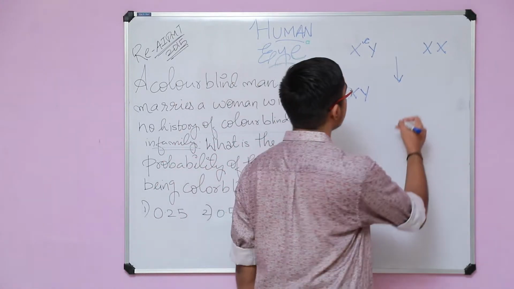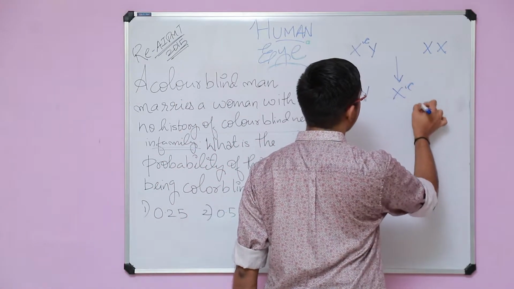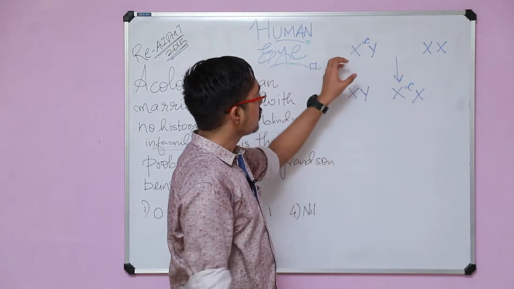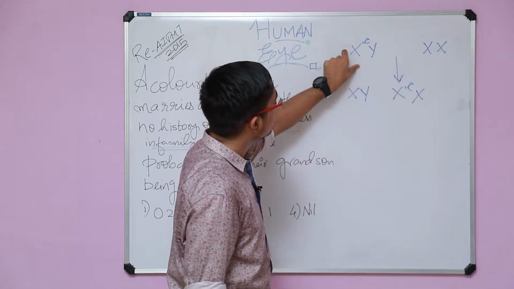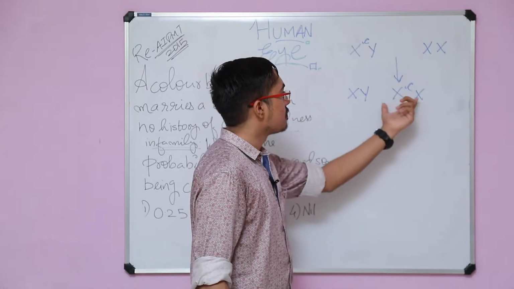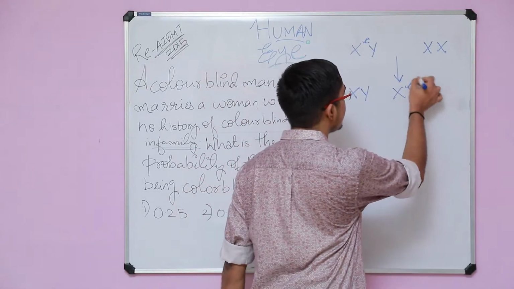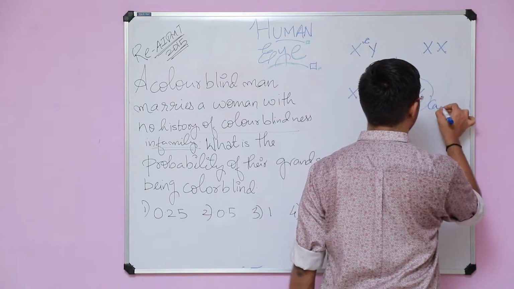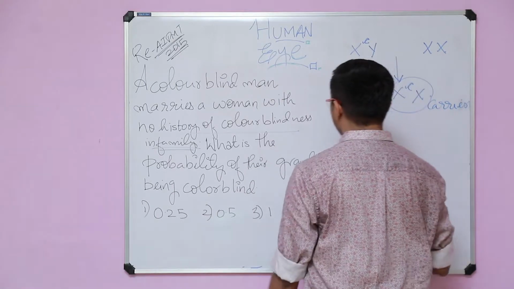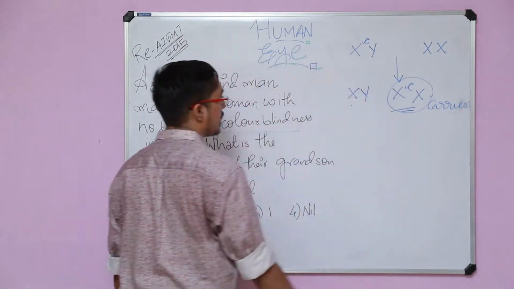But all the females will be carriers, X^C and X, isn't it? So for the formation of a female, this is required, and from here any of these can come out, and that forms X^C and X. So this is a carrier female, right? So that is their progeny, but this is a normal male.